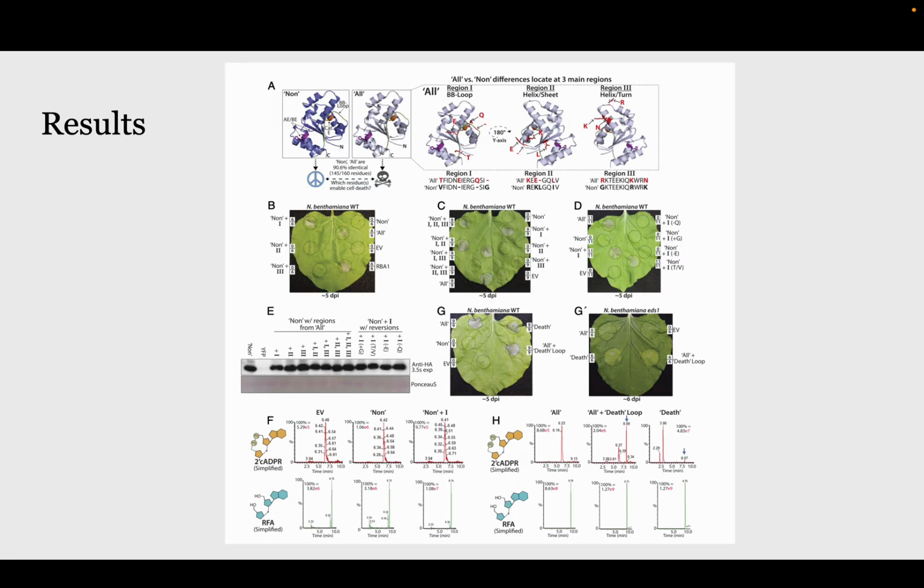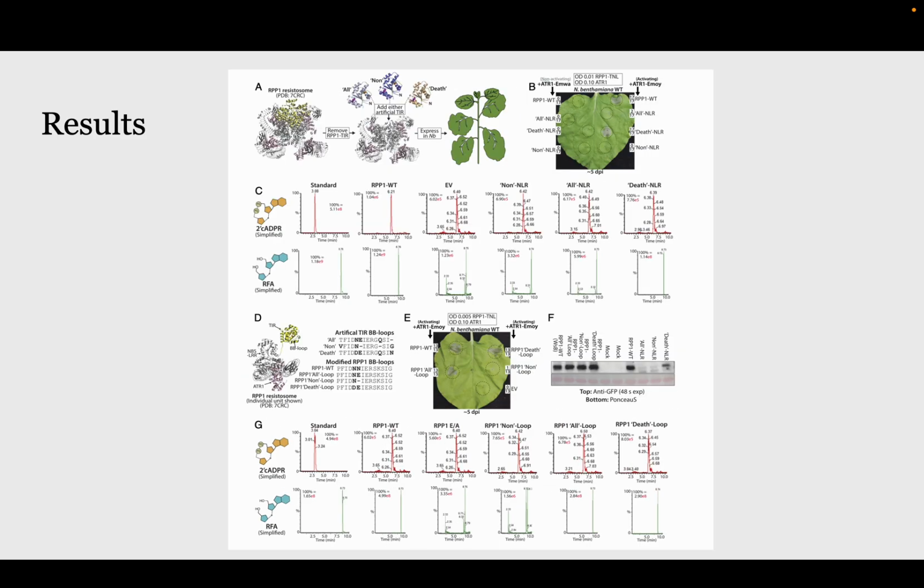This second image correlates to the second result. A shows the structure of the BB loop regions in the artificial TIR proteins. B, C, D, G, and G' all show leaves with different artificial proteins. E shows an immunoblot with the regions of the BB loop present or absent and how that has affected the protein. F and H show the two proteins that are related to signaling and when they are active with a specific artificial TIR protein present.